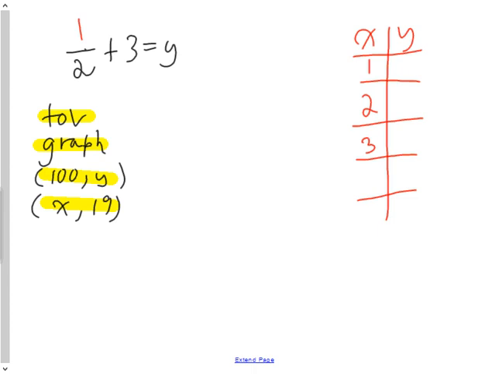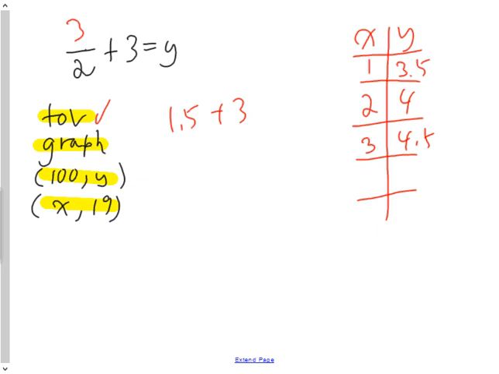So when x is 1, 1 divided by 2 is 0.5. And 0.5 plus 3 is 3.5. So the y value when x is 1 will be 3.5. When x is 2, substitute it where the x was. 2 divided by 2 is 1, and 1 plus 3 is 4. So the corresponding y value is 4. And finally, when x is 3, 3 divided by 2 is 1.5, plus 3 equals 4.5. So now I've created my table of values, and I'm ready to go.